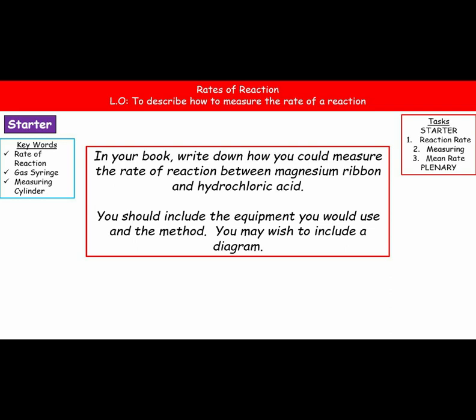So to start us off today, what I want you to have a go at doing is, in your books, write down how you could measure the rate of reaction between a magnesium ribbon and hydrochloric acid. So to do this, I want you to write me a list of the bits of equipment that you are going to use and the method. You can use a diagram if you want to, but the diagram isn't compulsory. What I'm looking for is a list of equipment and a method of how to do this. So I'm going to give you about 5 minutes to get this done in your books.